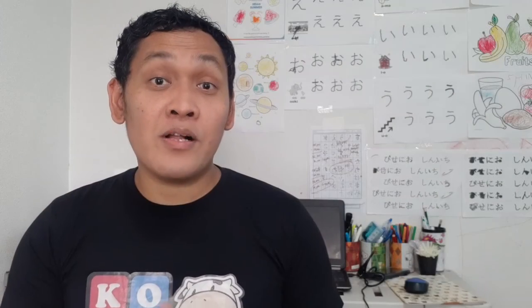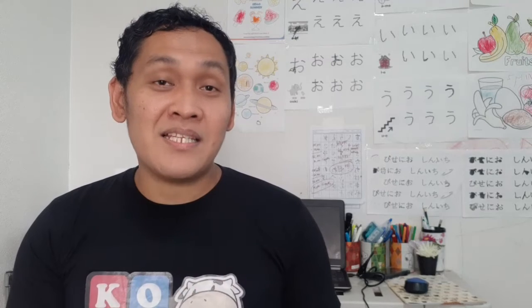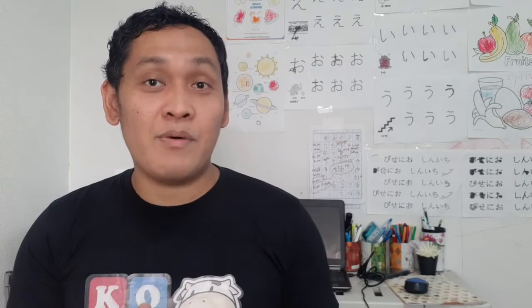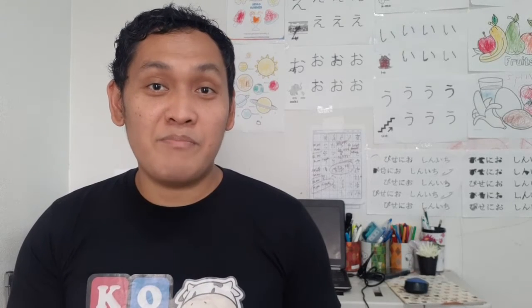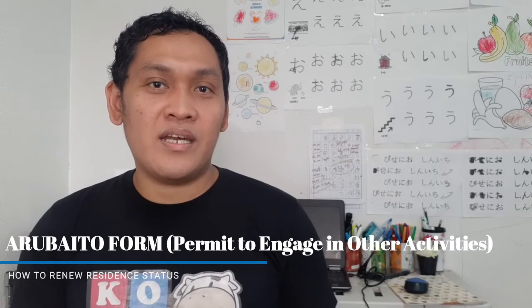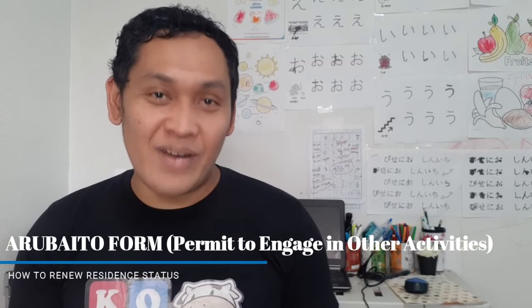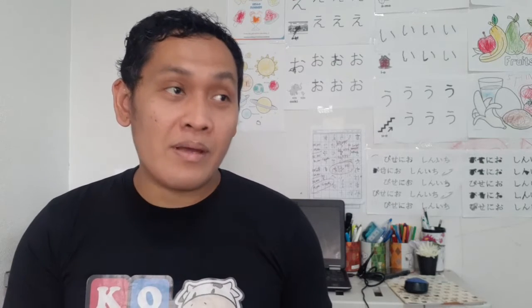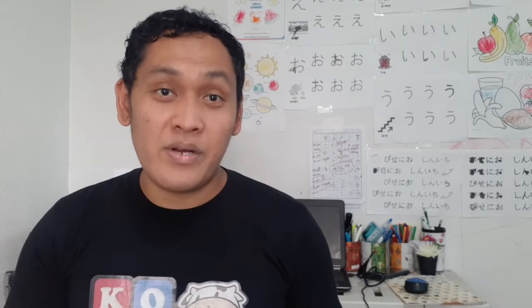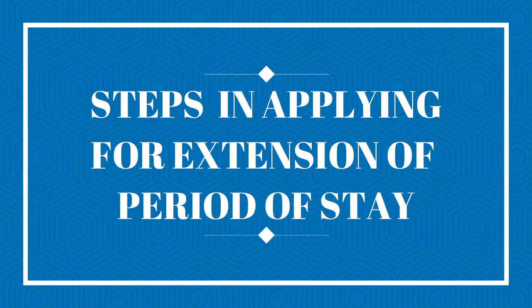And one important thing also, please remember that if your spouse, if your dependent is working part-time, because spouses or dependents are allowed to work part-time, maximum of 28 hours per week, then you also need to accomplish and submit the same form that you submitted when you applied for a permit to engage in activity other than those permitted by the status of residence previously granted. Again, you can download the form from the website, or you can just get a form at the immigration office.